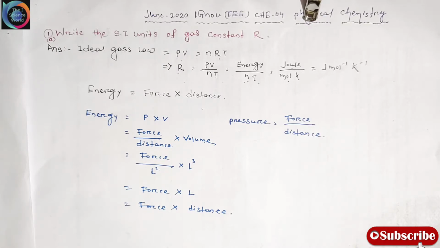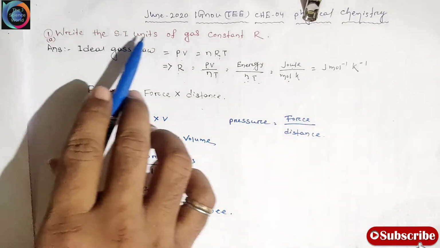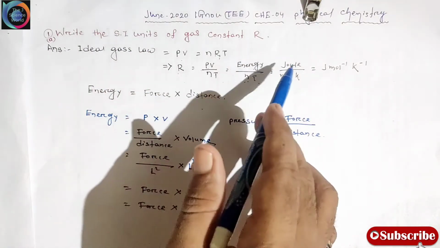Friends, in this lecture we will discuss the June 2020 IGNOU BCHE-4 Physical Chemistry paper. Friends, this is question number 1. Write the SI unit of the gas constant R.